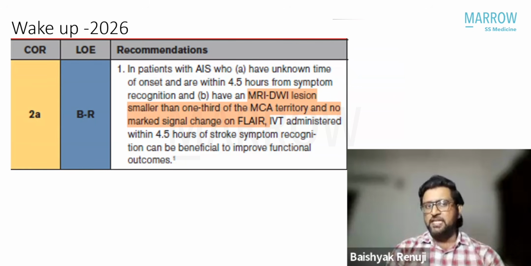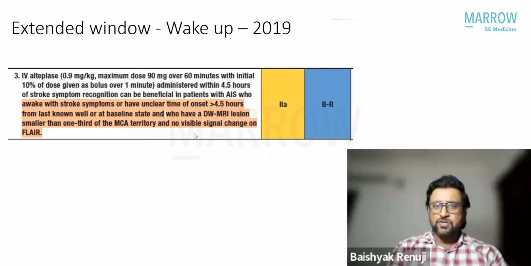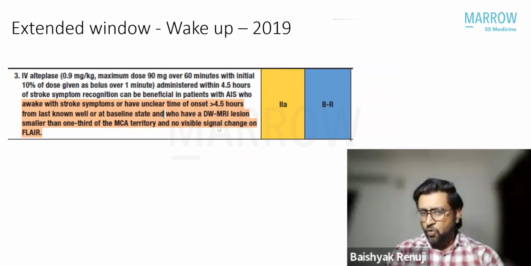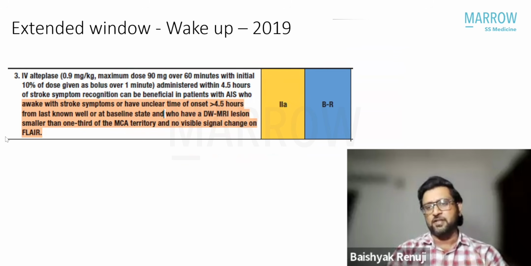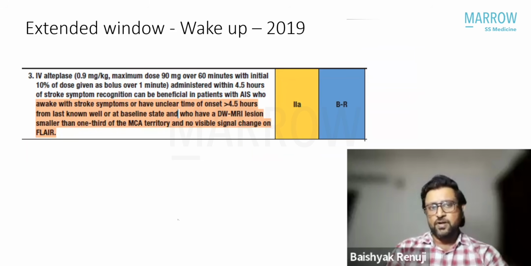So there is no change in the wake up guidelines up to 4.5 hours from the onset. Now this was the old guideline. You can see that again, time of onset more than 4.5 hours, last seen well, and diffusion lesion smaller than 1/3. Again, that was there in the previous. No visible signal change on flare was previously there. Now they made it no marked. That makes it better communication, I feel. That is the only thing which was changed. So that was the thing in the extended window in wake up.